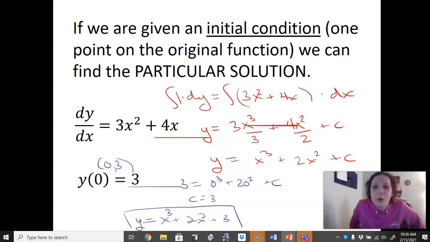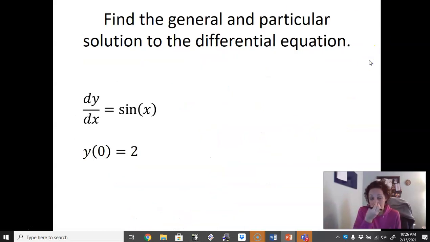Congratulations. We also call those initial value problems sometimes because you're doing an integral, but they've given you an initial value. So now you're able to find out c. Now you're able to give a more specific answer. All right. So here's another one. Take a moment, try it, and we'll get back together on it.